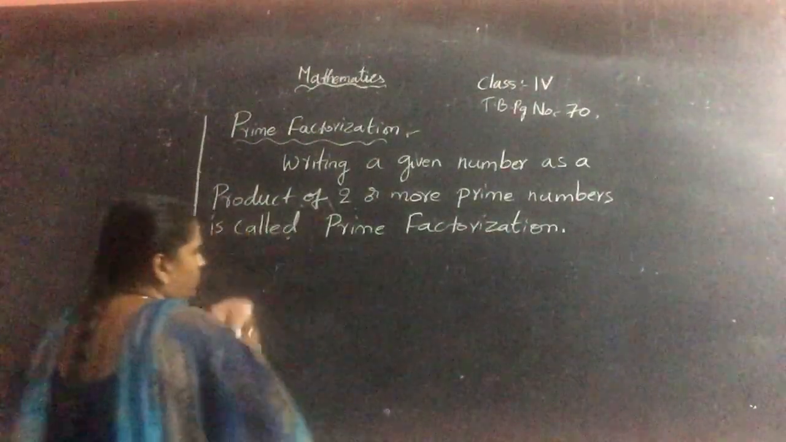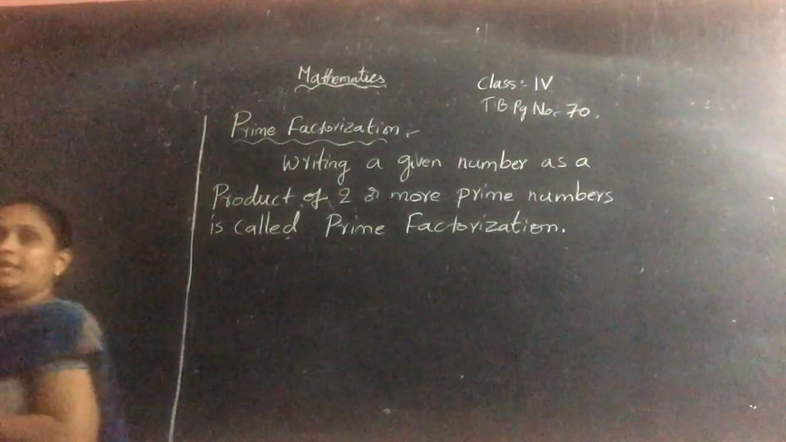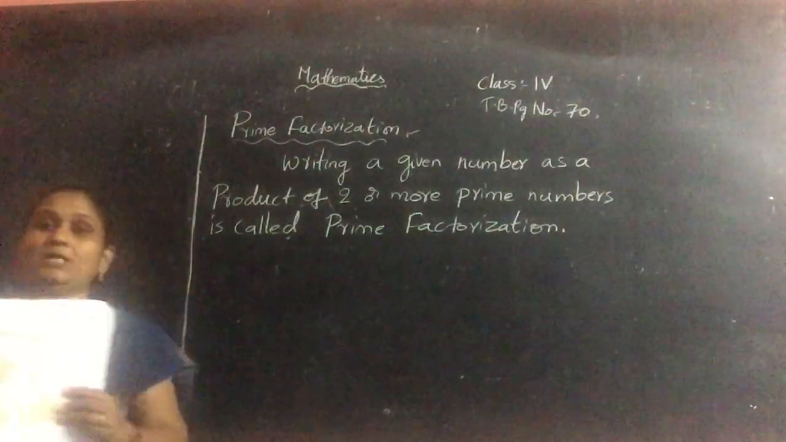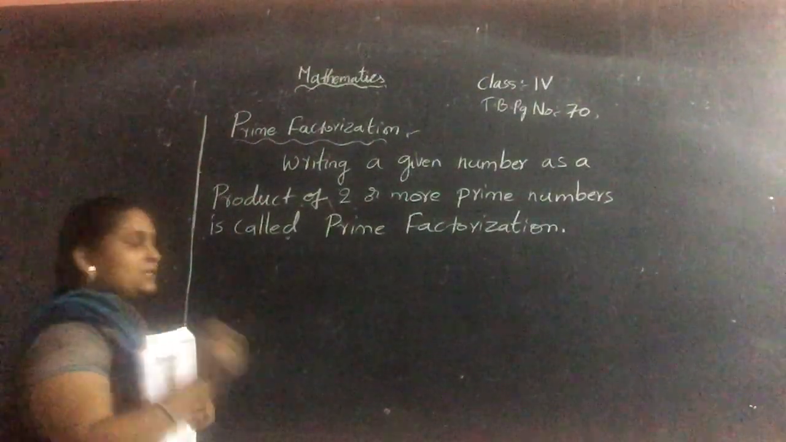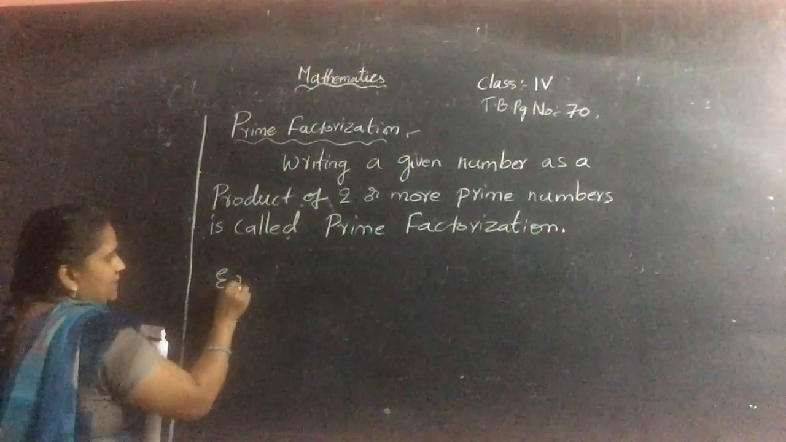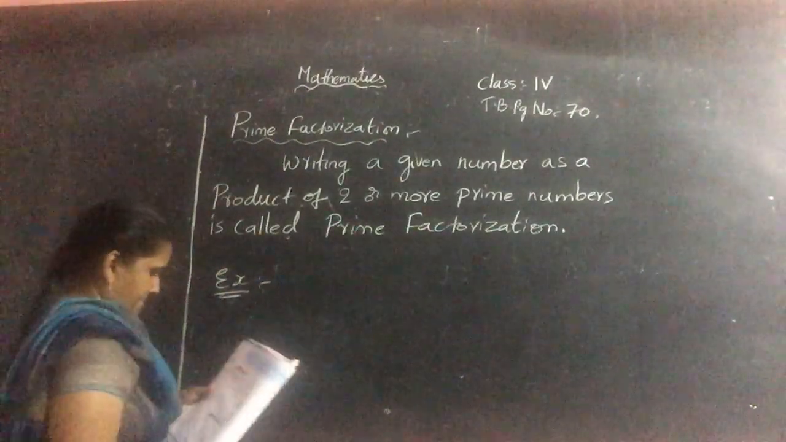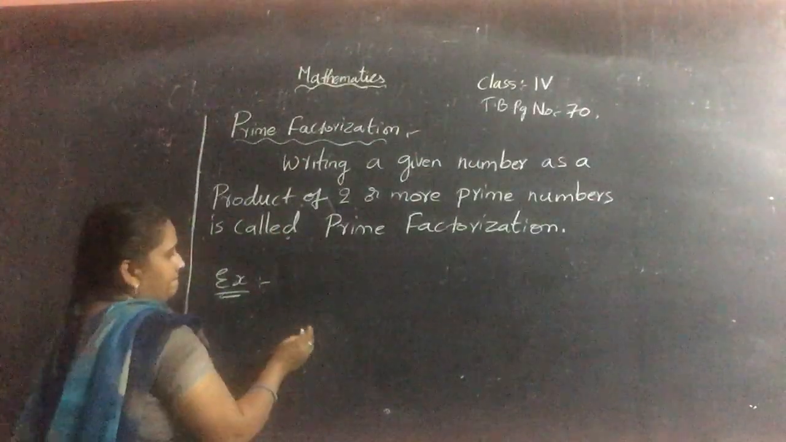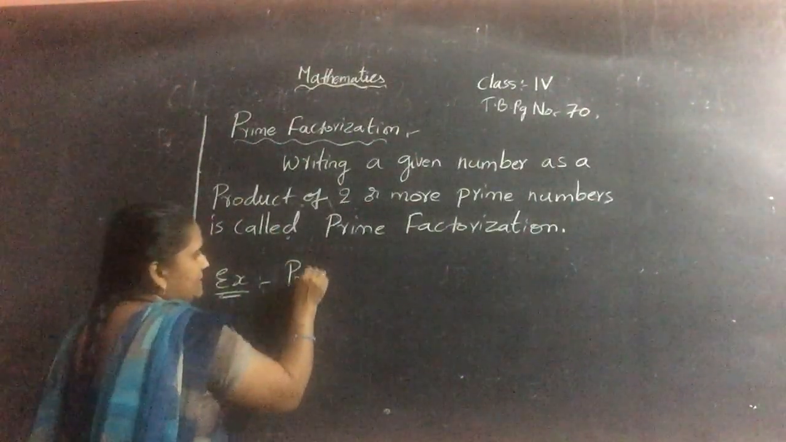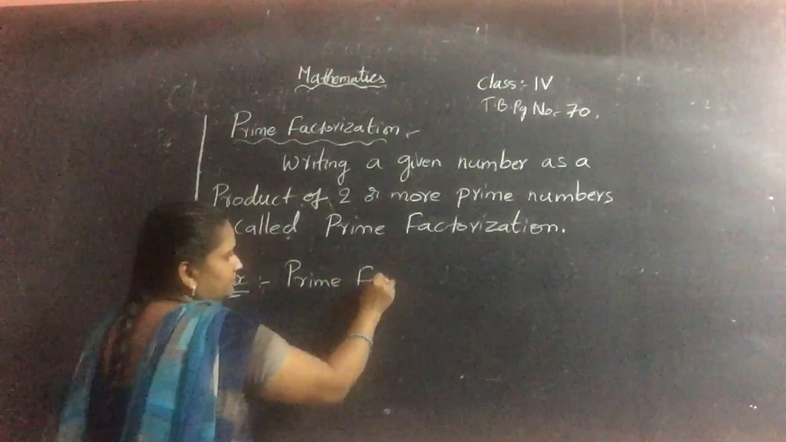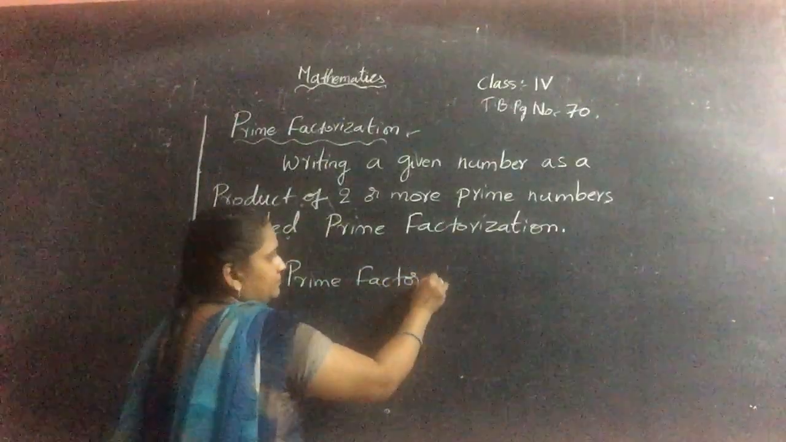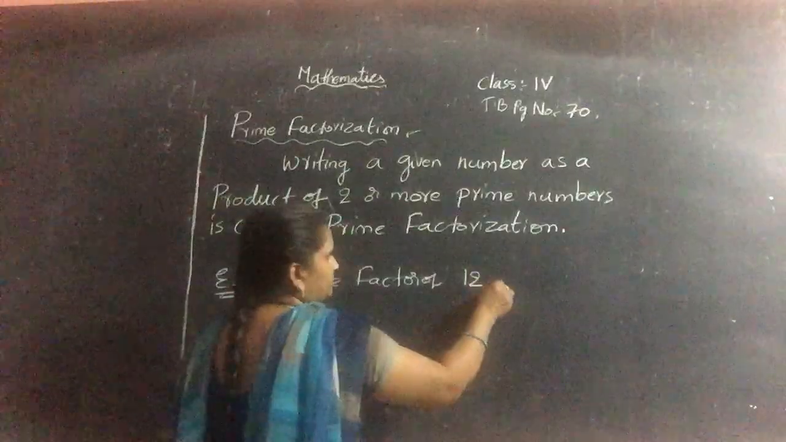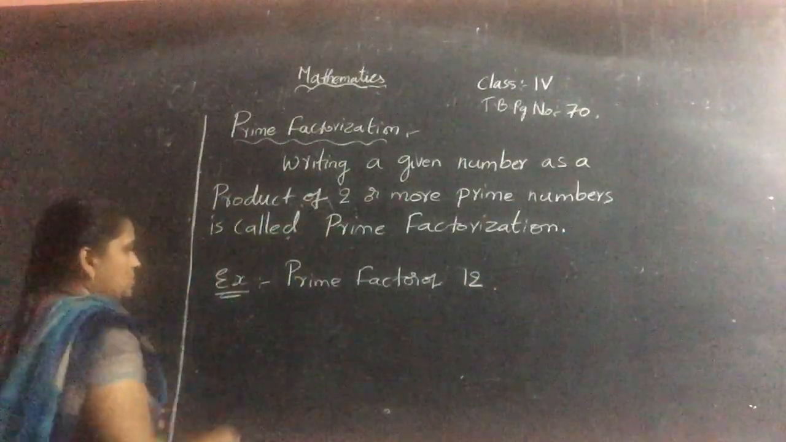Okay, so look at the board. Only we have to use the prime numbers to find the factors. Example, prime factors of 12. Okay, solution.